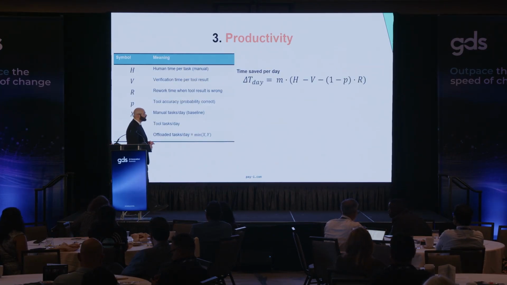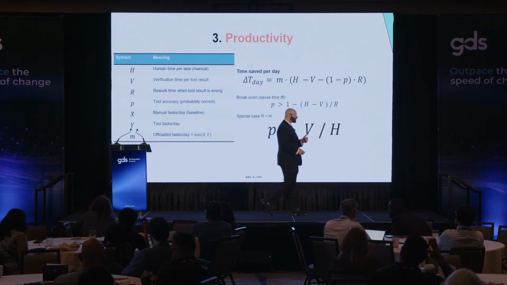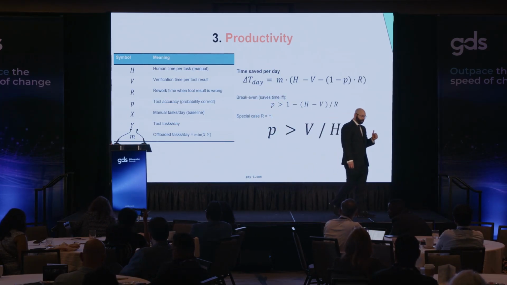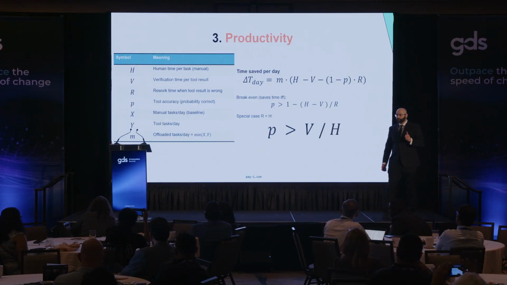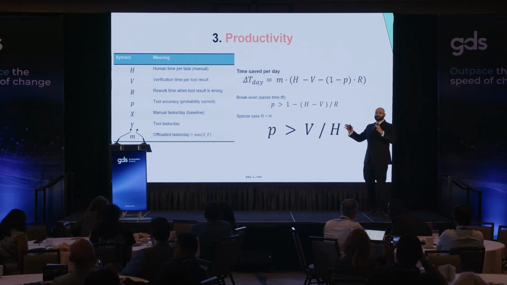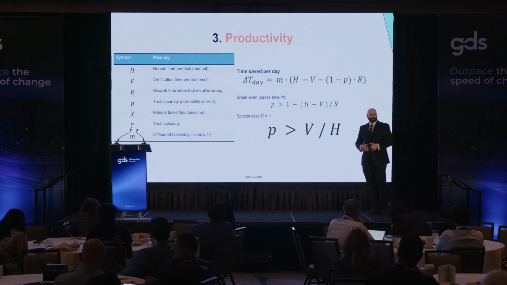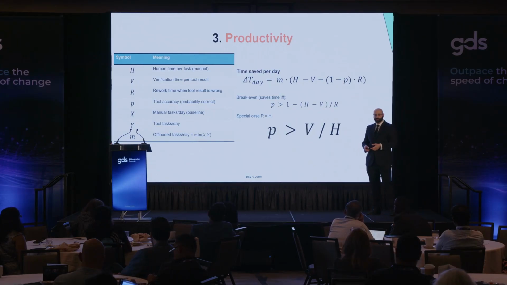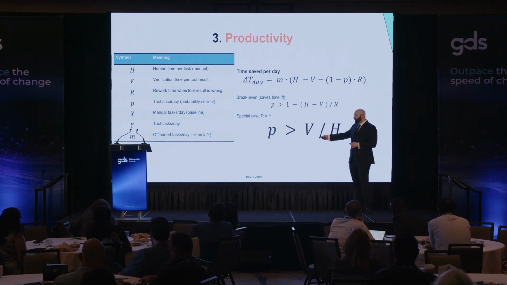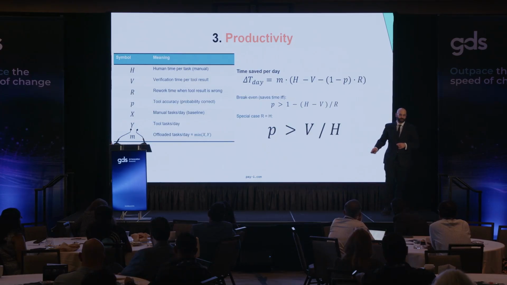For the third, for productivity, this is more complicated, and to spare you a whole bunch of messy math, I'm going to turn this into a sound bite that I'm going to repeat a few times just so you can get this in. Your agent is improving productivity if the probability of it accomplishing the task successfully is greater than the time it takes for a human to verify that the agent did that, divided by the time it takes for a human to do it. And I'll say that one more time just so we gather that.